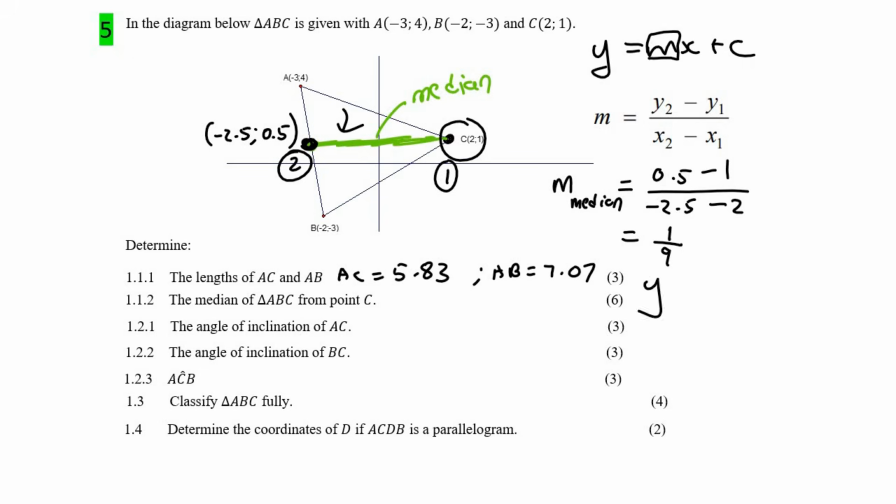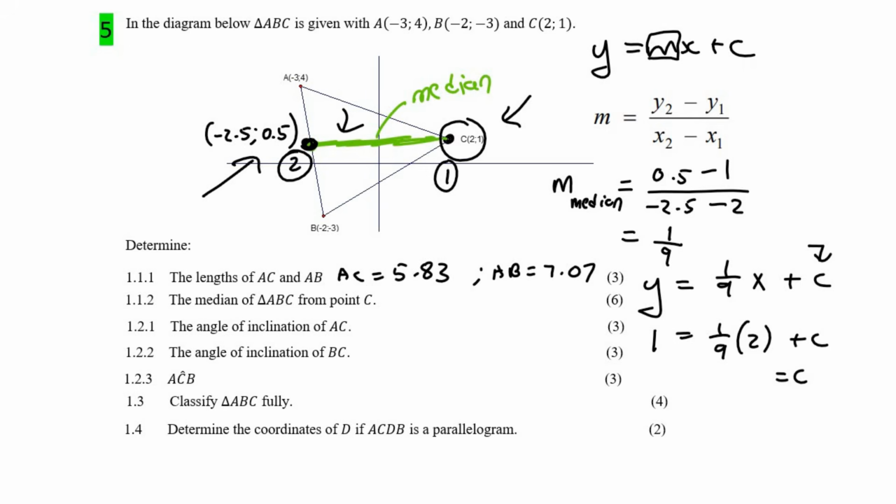And so we can say y is equal to 1 over 9x plus c. Now to find c, we need any point on that line. So you could substitute this point in, or you could substitute that point in. I'm going to plug in the 1 and the 2. So the 1 is a y value, and the 2 is an x value. Then if you go calculate c, you would get 7 over 9. And so that equation will be y equals 1 over 9x plus 7 over 9. So that was quite a lot of work, but it's for 6 marks, which is awesome.